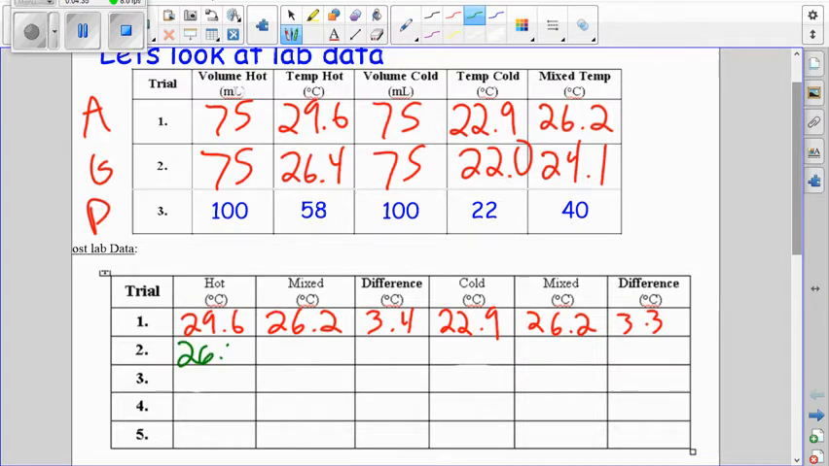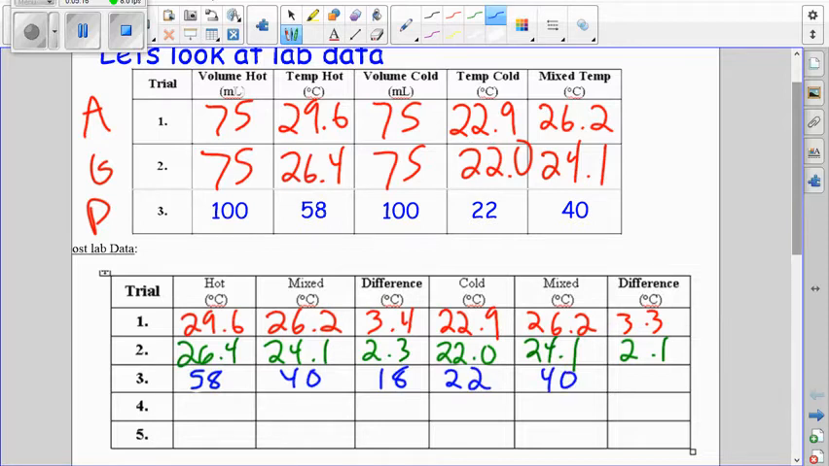Then we got some Gabby. Got some 26.4. The mix was 24.1. So that's a difference of 2.3. Again, I'm just finding the difference between these two. For cold, 22.0. And then we got some mixed of 24.1. So that difference is going to be 2.1. Okay. Mr. Pilcher data. Okay, I had 58 for my hot. Steaming it up. 40 for the mixed. Difference of 18. Cold was 22. 40 for the mixed. Difference of 18.